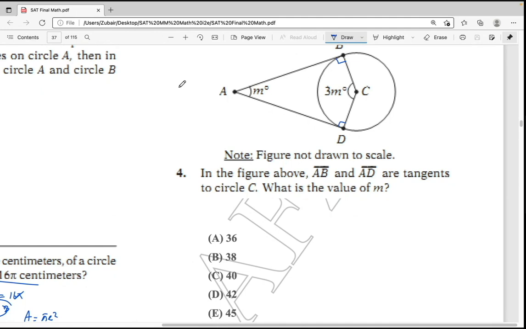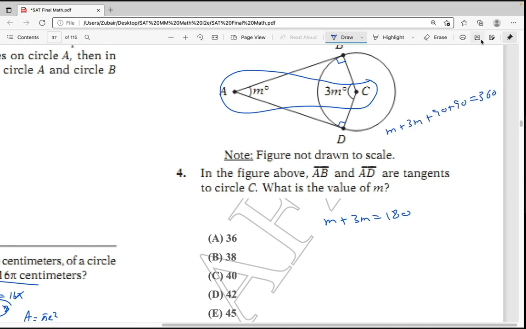Sir, for my value of m, I got 45. That's right. So basically, if you already remember these properties, that this is 90, 90, you would know in this case these two angles are always supplementary. So m plus 3m equals 180. Others who don't remember this would write m plus 3m plus 90 plus 90 equals 360. Both are correct, but if we know something, we can save our seconds. And yes, it is 45. Clear? Yes, sir.